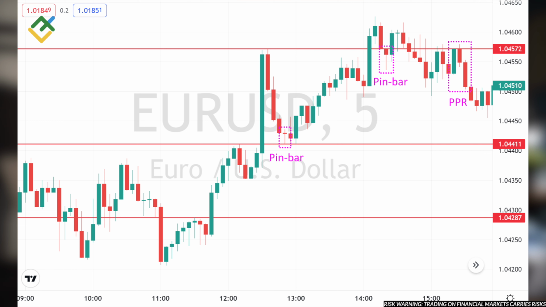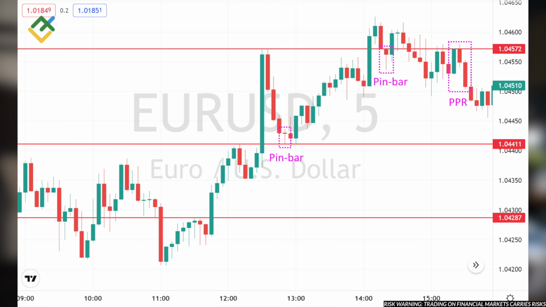So now let us have a look at an example. In this chart, the first pin bar has formed after the price broke out the level of 104441 to the upside and corrected back to this level. So the pattern is reliable, so it can be traded. The second pin bar appears below the support level of 104572. This pattern cannot be traded, as the candlestick closes below the level. So the price breaks out the level, but it can't consolidate below and goes back to the broken out level.